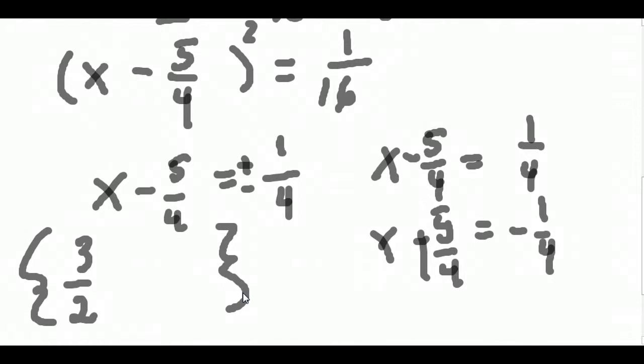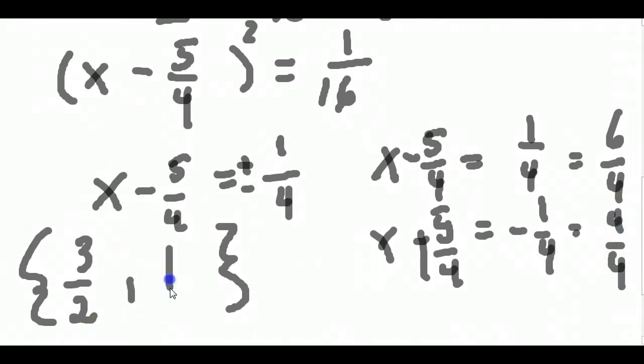So we have x minus 5/4 equals 1/4. Then we move that 5/4 over and we add it. We get 6/4. And then we have x plus 5/4 equals negative 1/4, so we have to subtract it, and that equals negative 4/4, or negative 1. So our answers are actually 3/2 and 1.